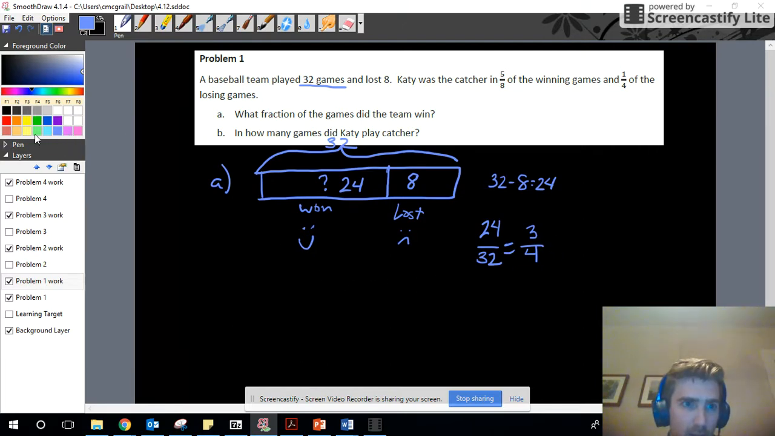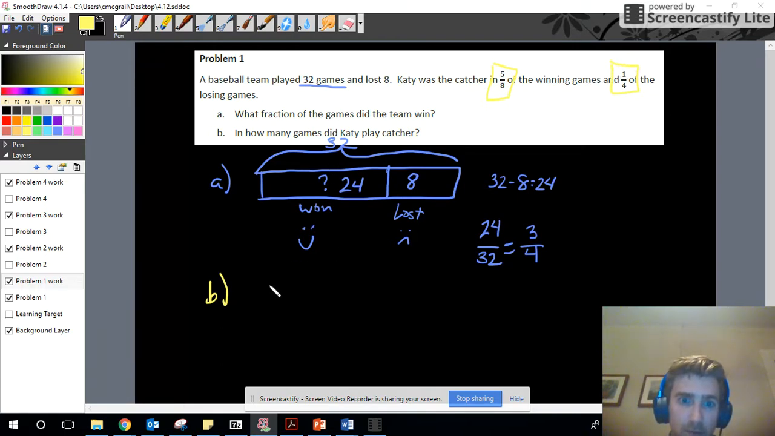Now let's take a look at question B. It says, in how many games did Katie play catcher? Well, I know that she played in 2 types of games. She played in games that they won, and she played in games that they lost. And this information is very valuable. She played in 5/8 of the winning games and in 1/4 of the losing games.